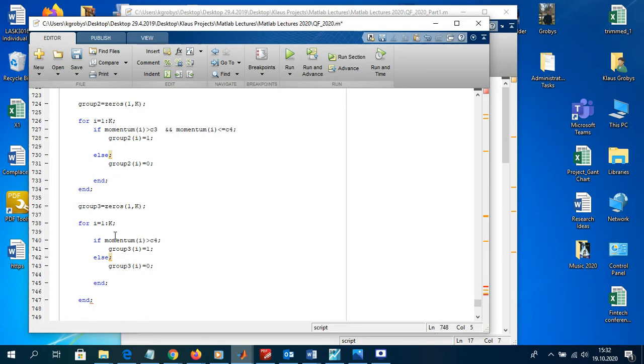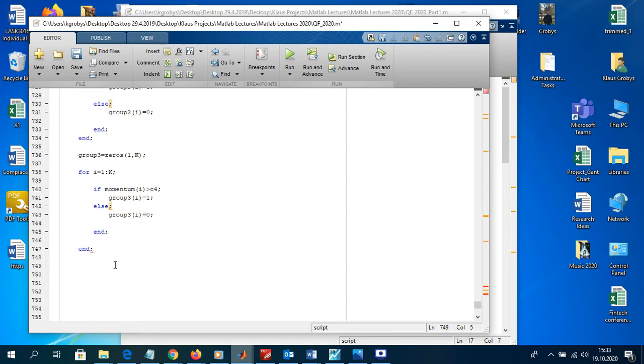And in the last group, the third group, here we have the smaller equal sign. If we have the smaller equal sign here, we need to have the strictly larger sign here. Otherwise, if we had the larger or equal sign, then some of the stocks would be in both groups, and we don't want that. We want to allocate each stock only in one of the groups. So that's basically what we have to do.